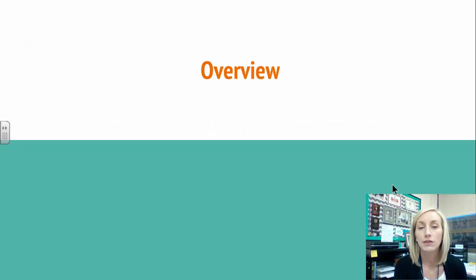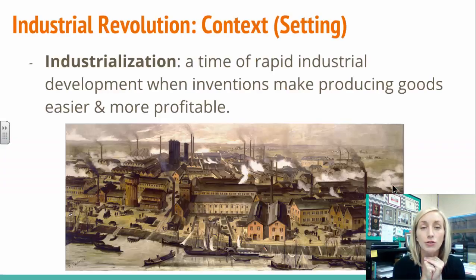So we're going to start by giving you a quick overview and then getting into the nitty-gritty of what you must understand. So the Industrial Revolution, just to give you some context, which is the setting, right, so that you have that understanding. It's a time of rapid industrial development, industry being that where you're manufacturing goods. This picture very much represents industry, right? Industrial development is when inventions make producing goods easier and more profitable.